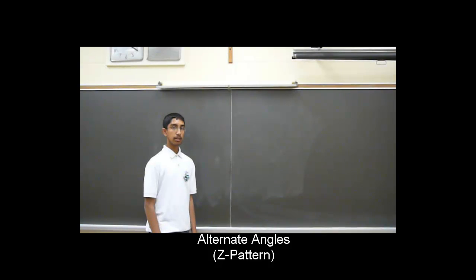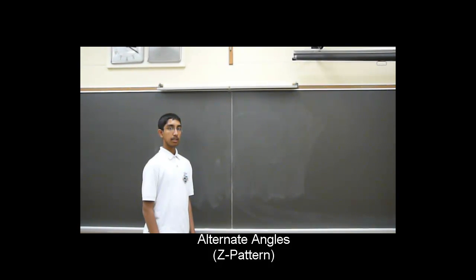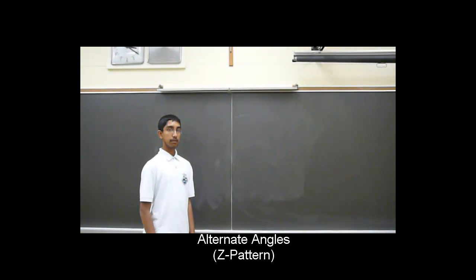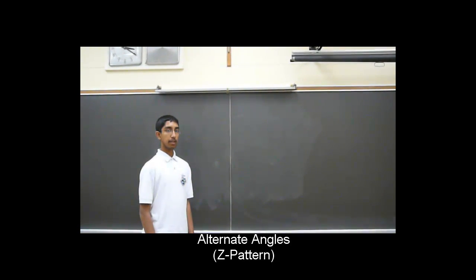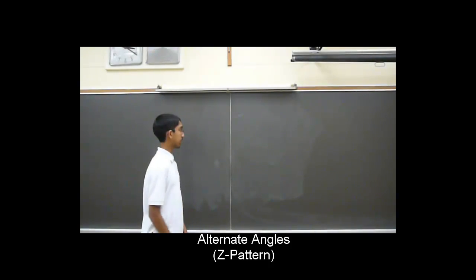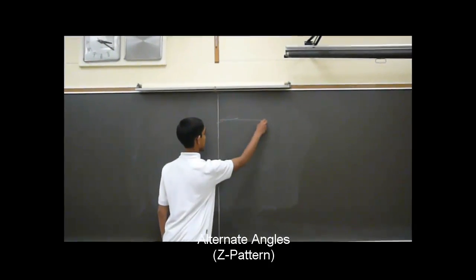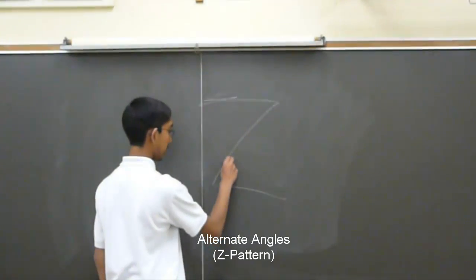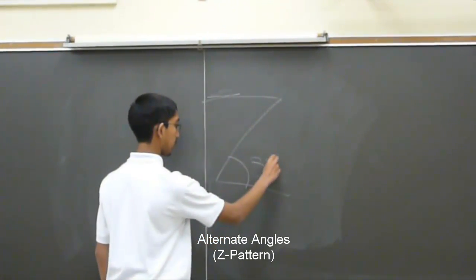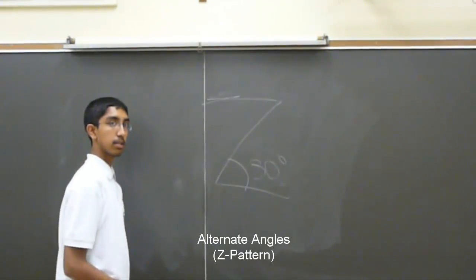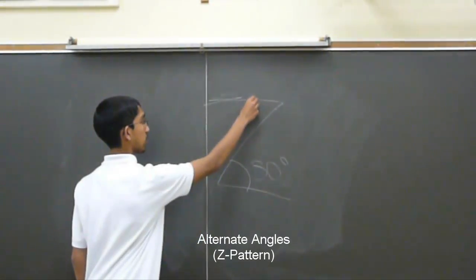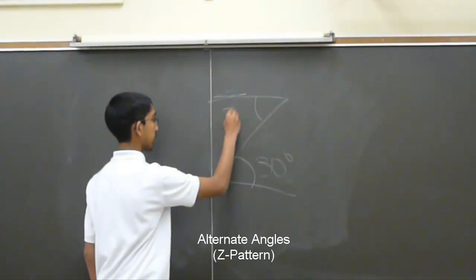Okay, this is how to calculate missing angles. Now, there are several different ways of calculating missing angles. One of the ways is called the alternate angle theorem, also known as the Z-pattern. In this example, this angle is equal to 30 degrees. Now, in the alternate angle theorem, this angle would also equal 30 degrees.